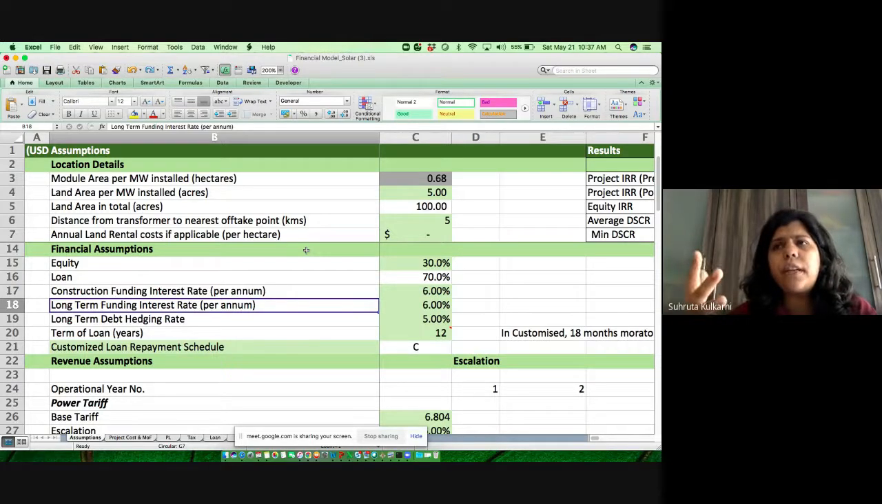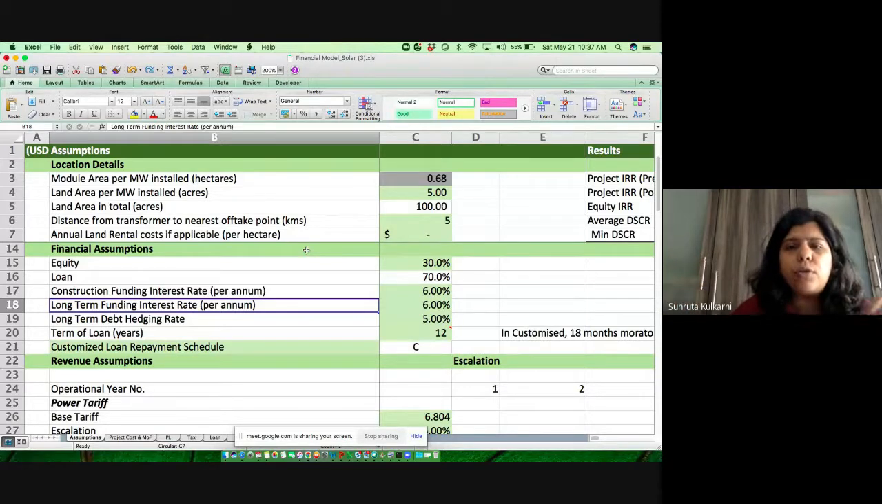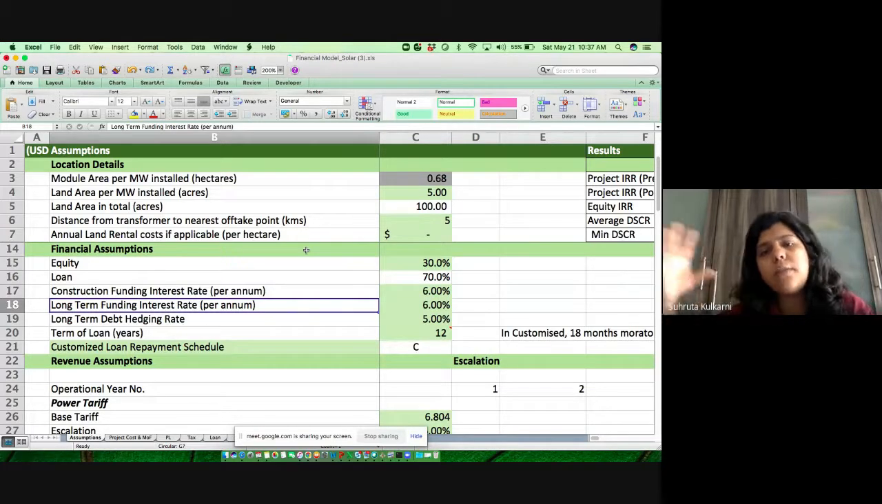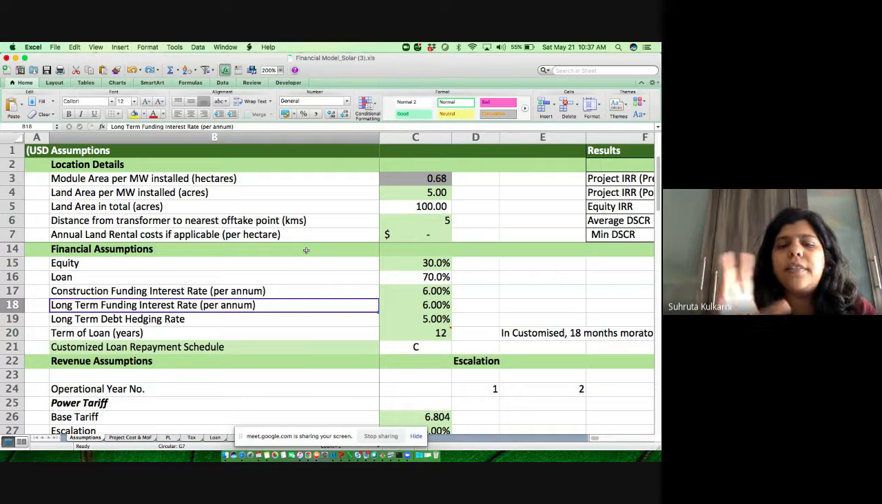If you have taken, or if your parents have taken a home loan, a home loan typically is a 10, 15, 20-year loan, right? It's a long-term loan, so the interest rates for that are different from a short-term loan. If you're taking an education loan, for example, that interest rate will typically differ. Similarly, in project financing also, the construction loan and the long-term loan could have different interest rates.